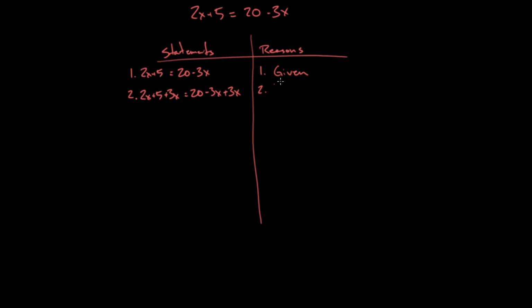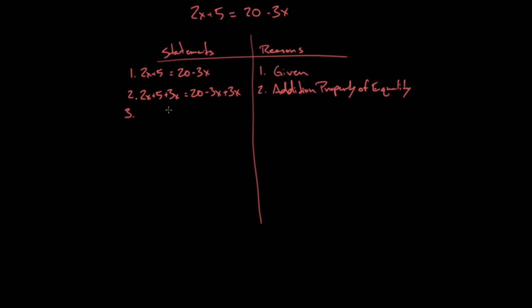And what allowed me to do this was that I took my previous equation, my previous statement that I had, and I just added 3x to both sides. So this is my addition property of equality that allows me to do this thing. I'm using the previous statement, I'm adding something to both sides, I'm getting this new statement.